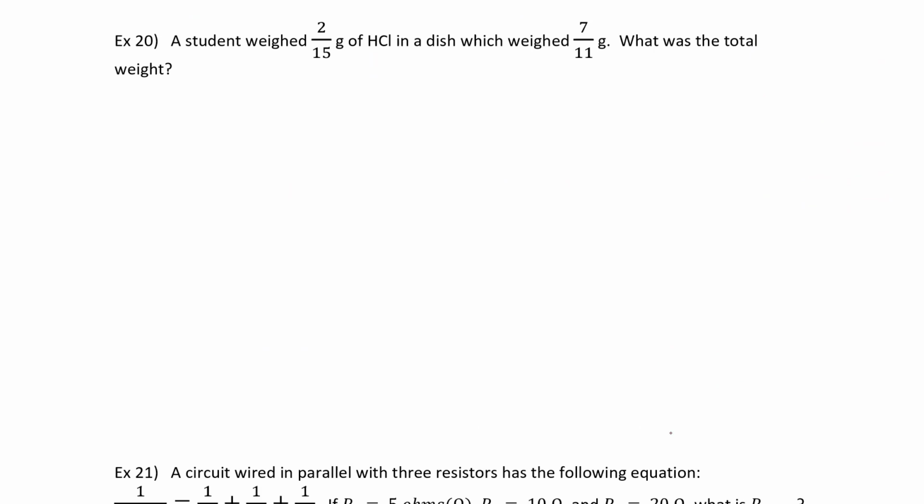Last day we talked about a word problem. Let's work through another word problem very similar to last day. So step number 1, read carefully. A student weighed 2/15 of a gram of HCl in a dish, which weighed 7/11 of a gram. What was the total weight? So student weighed HCl in a dish, and the dish appeared to weigh this much. What was the total weight?